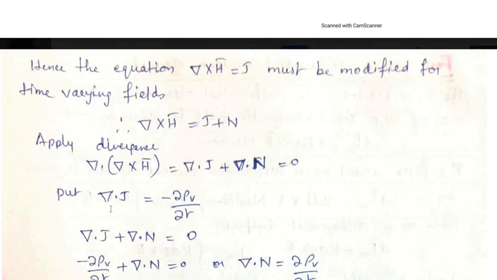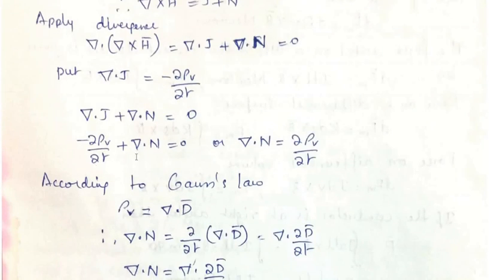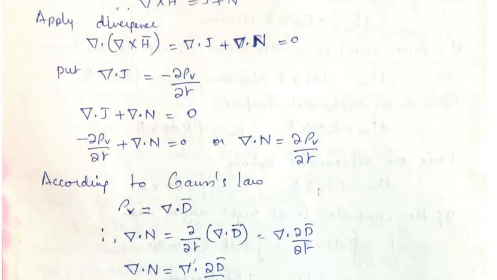And we also have this continuity equation, del dot J is equal to minus dou rho V by dou T. So in place of this del dot J, substitute minus dou rho V by dou T plus del dot N is equal to 0. Or take this term towards the right side, we get del dot N is equal to dou rho V by dou T.